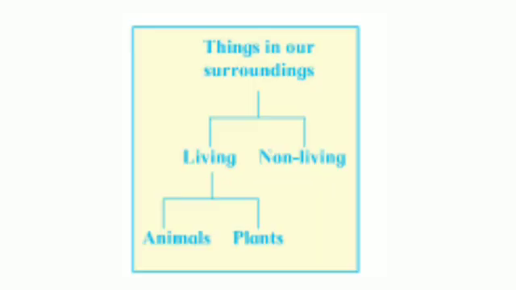Living things can move. Living things are sensitive. Living things require food. Living things can grow. Living things reproduce their own kind, means their babies. Living things die after some time.